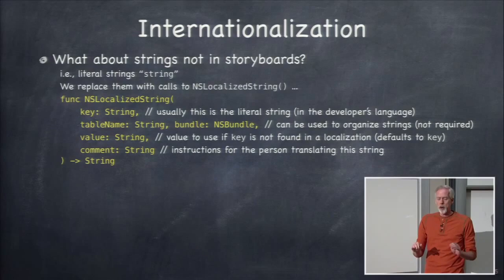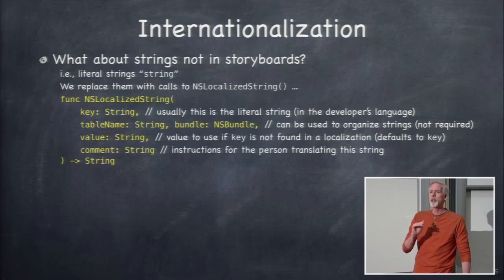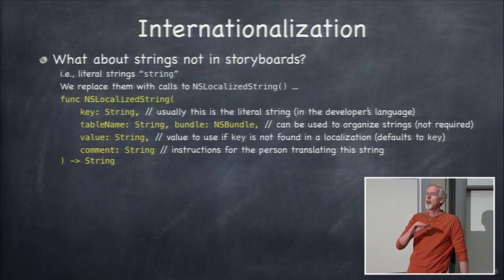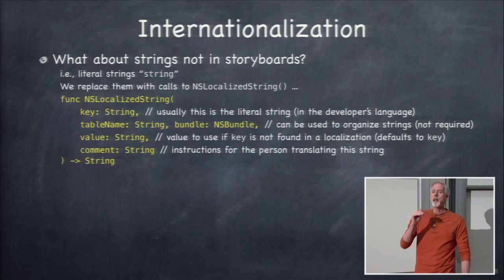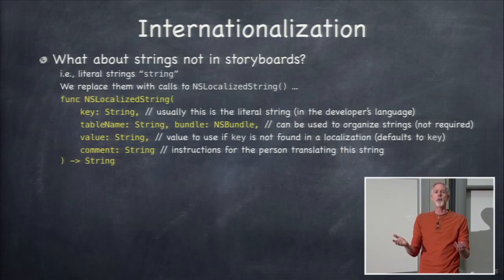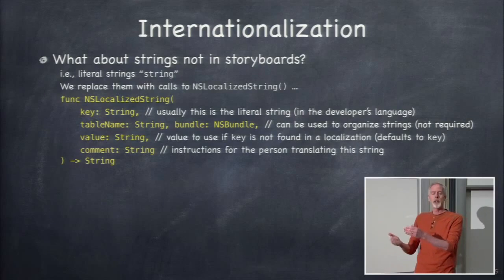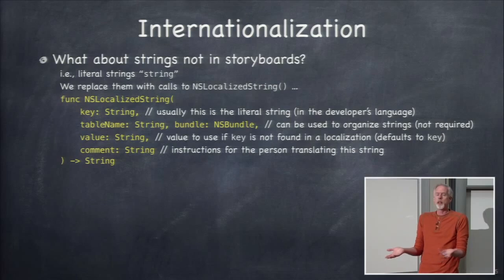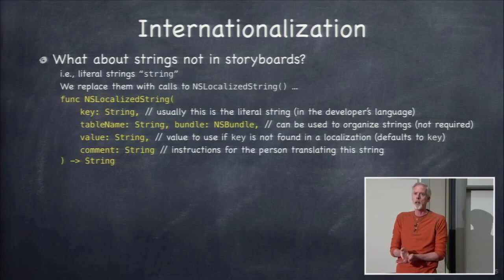And then the last argument, comment, super important. This is a comment that goes to the translator. So this tells the translator the context of this. Now, the translator, when they're doing the storyboard, they see your storyboard because you're going to send them your storyboard as well. So they're going to see the context. Oh, this is a label for a field. I get it. But here, these strings are in your code, and so they have no idea where this thing's going to pop up in the UI. So you need to give very good comments here to localize.